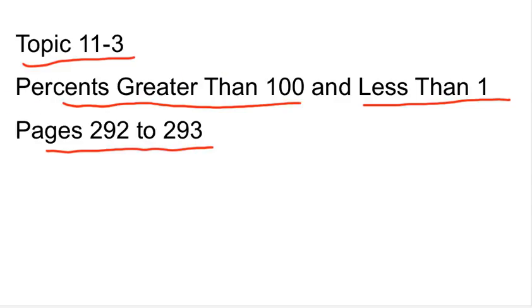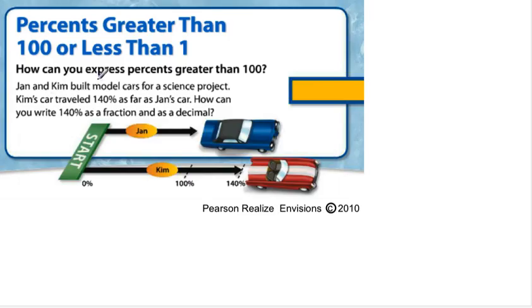Alright, let's take a look at what our Pearson book tells us. So we are talking about percents that are greater than 100 or less than 100. And it asks the question, how can you express percents that are greater than 100? Like always, Pearson's a great product, and they give us a situation to help us understand the concepts. They're talking about Jan and Kim.